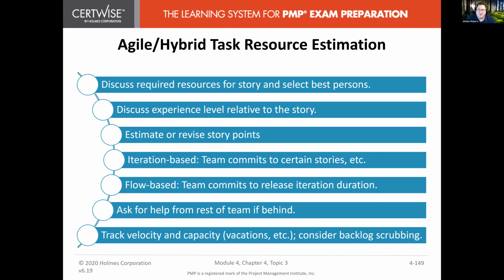It's flow-based, your resource estimation. So make sure your team commits to release that resource at the end of that iteration. If you have that resource only for 2 weeks, make sure your team commits to finishing everything that needs that resource during that iteration.